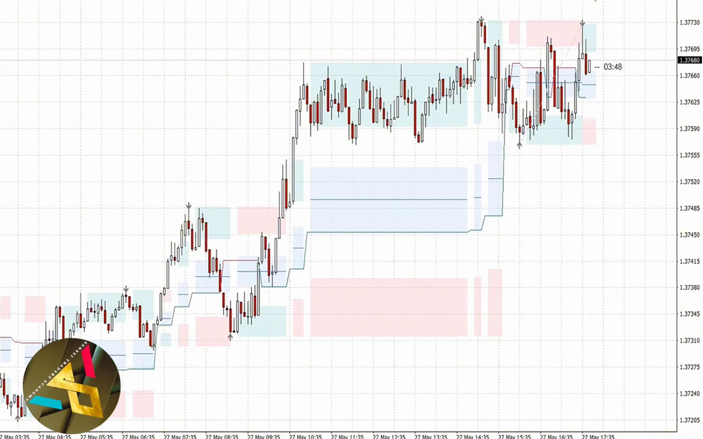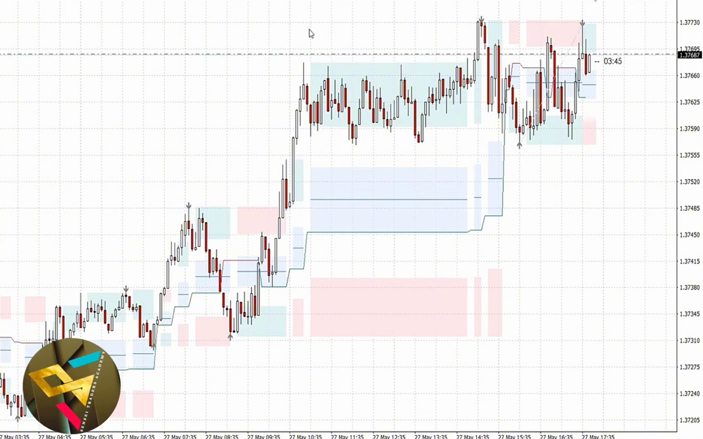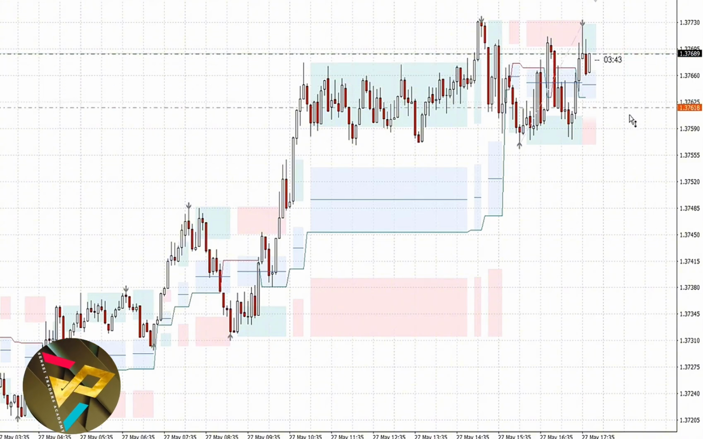Quick heads up, yes, this indicator does repaint, but don't worry, I'll show you the exact rules to follow so it won't affect your trades. Stick to the method, and you'll be good.